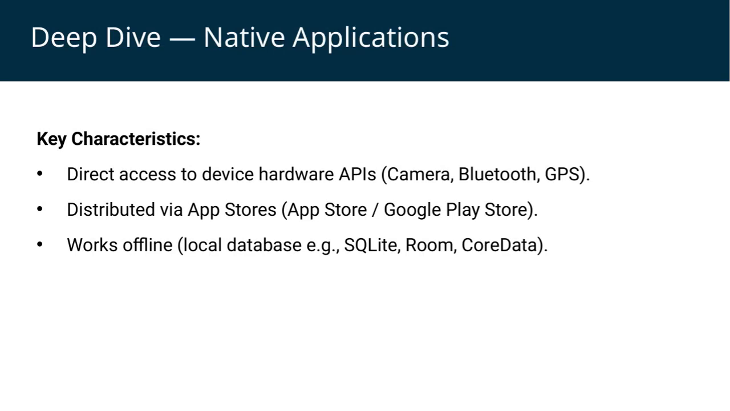First, they have direct access to device hardware, things like the camera, Bluetooth, and GPS. This means they can use features your device offers without any middleman. They're also distributed through app stores, like the App Store or Google Play, making installation straightforward. And importantly, native apps can work offline, storing data locally with databases like SQLite or Core Data. These characteristics give native apps their speed and reliability.